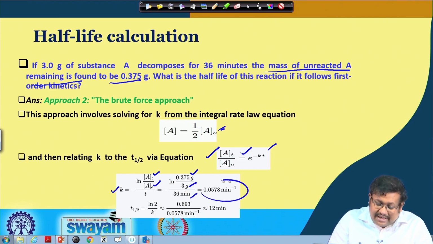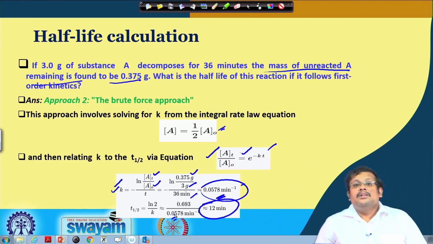From simplifying we will get 0.0578 minute inverse. So, we know the k value from here. Now, if we put this k value into the main relationship of the half life, which is t half equal to logarithm of 2 by k, that is 0.693 divided by 0.0578, ultimately it will give you 12 minutes.